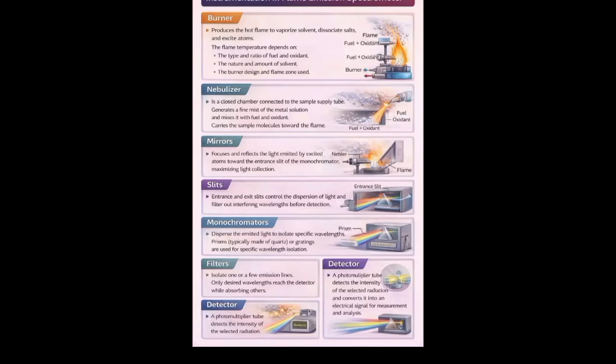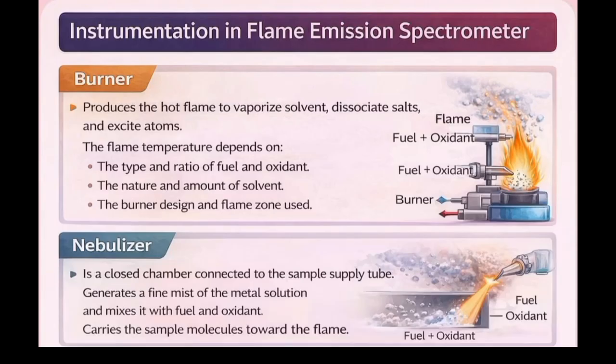Instrumentation. The main components of a flame emission spectrometer include the burner, nebulizer, optical system. The burner produces the flame required to excite atoms. It must vaporize the solvent, dissociate salts, and ensure steady excitation.